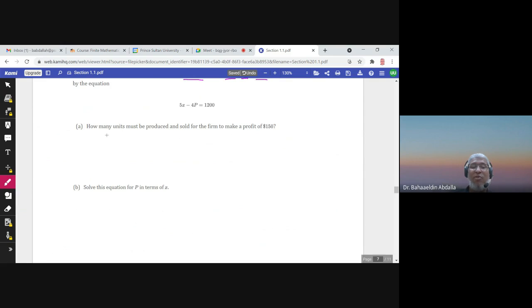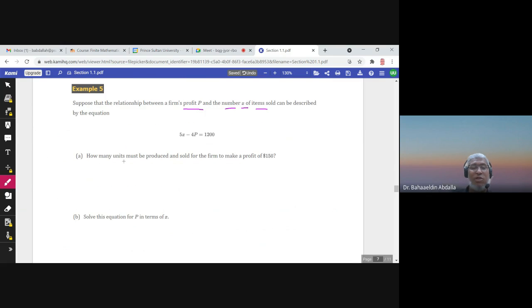The question, how many units must be produced and sold? So how many units sold? He is asking about x. For the firm to make a profit of 150, so he is giving P. P is 150. So I go to the equation, write it again, and replace P by 150 and solve the equation for x and find the value of x.